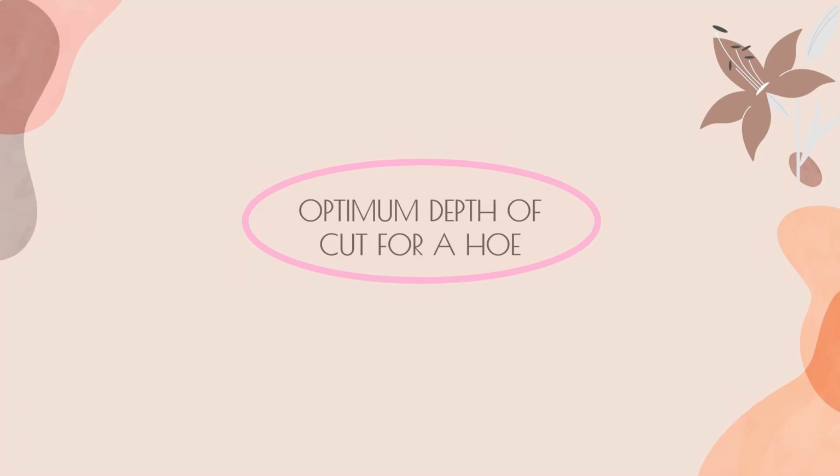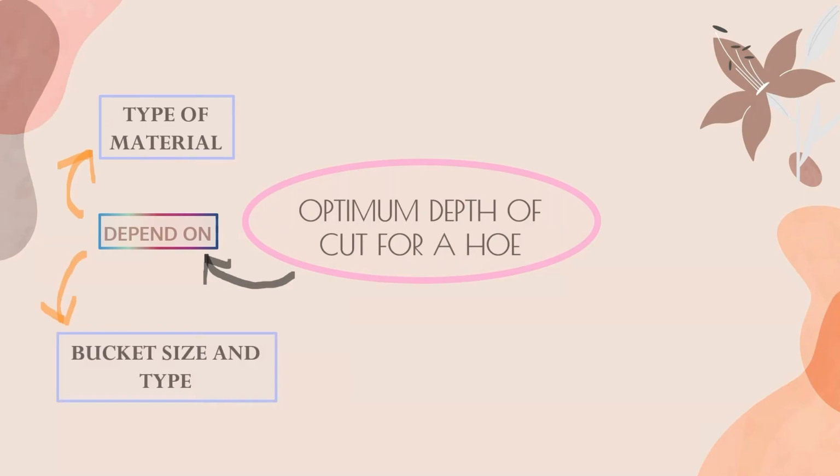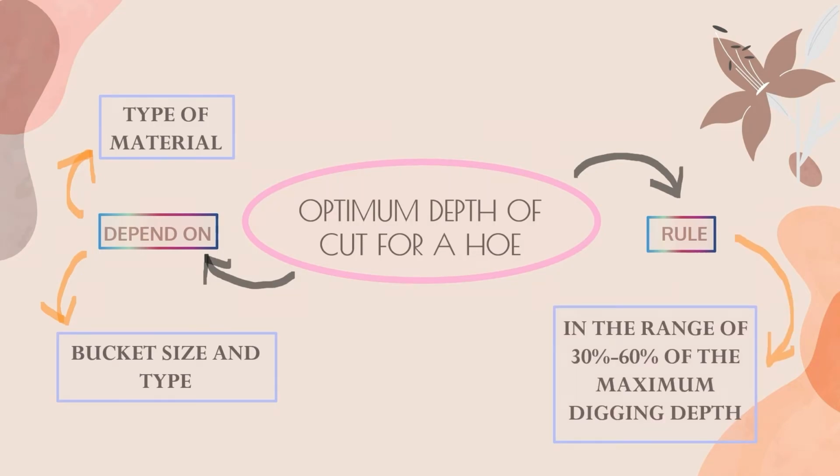The optimum depth of cut for a hoe will depend on the type of material being excavated and bucket size and type. As a rule, the optimum depth of cut for a hoe is in the range of 30% to 60% of the machine's maximum digging depth.